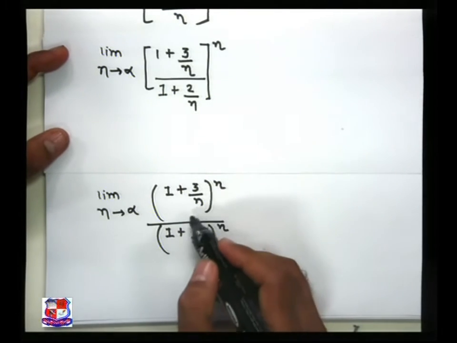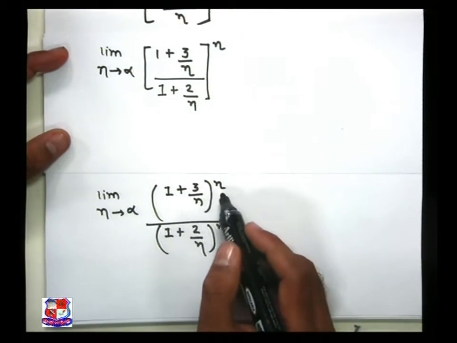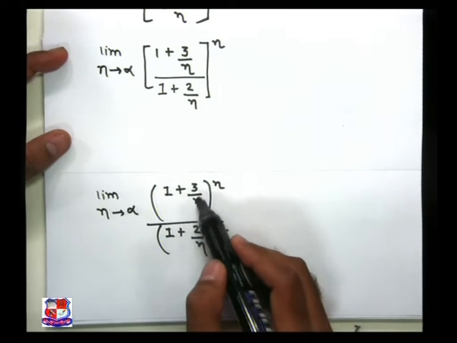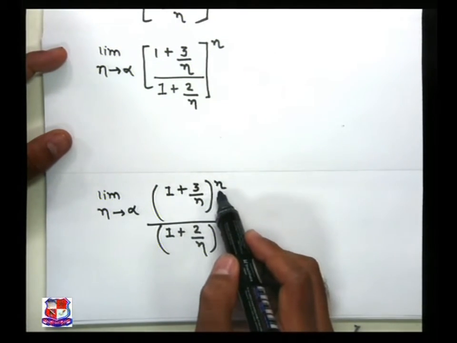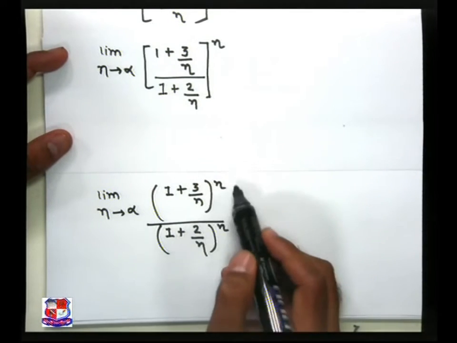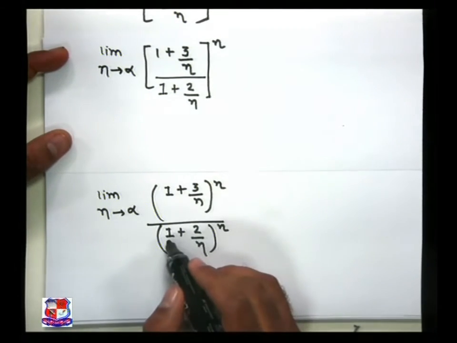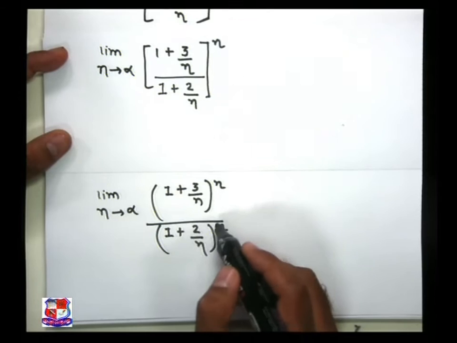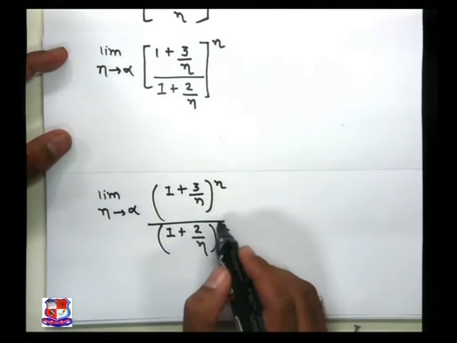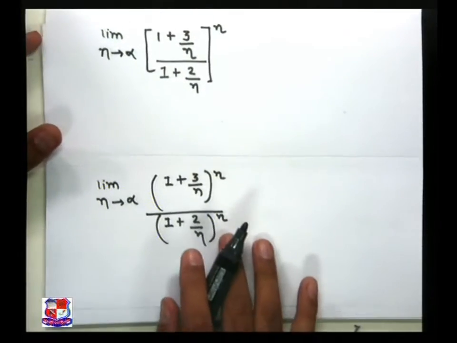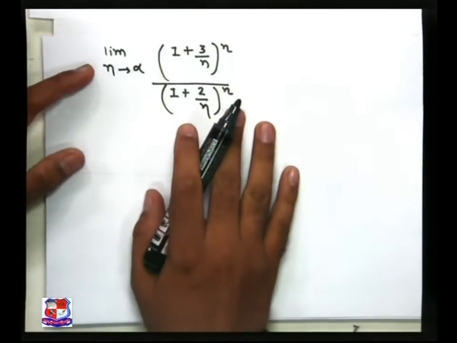Now the next step is to adjust the power that we want. Here 3 by n, here we want the inverse power, that is n by 3. So we need to adjust the numerator power. In the same way here 2 by n, and we want n by 2. So again the next step is that we want to adjust the power on both sides.